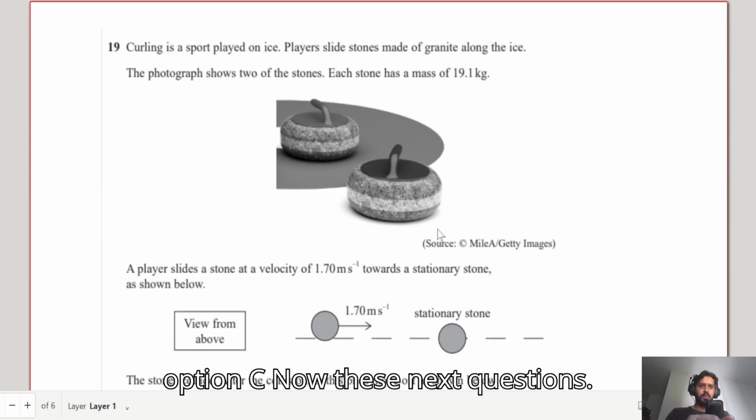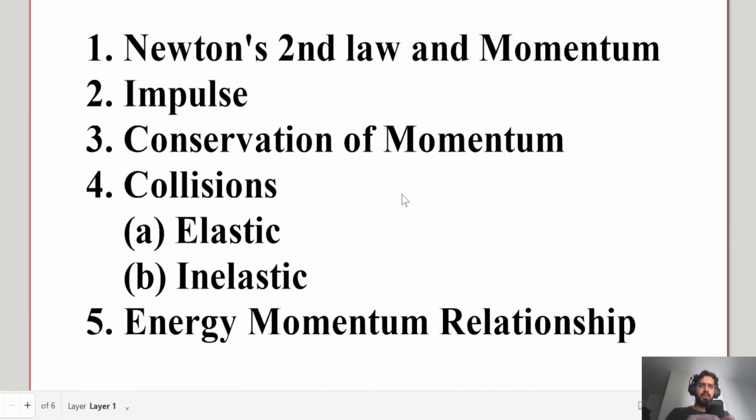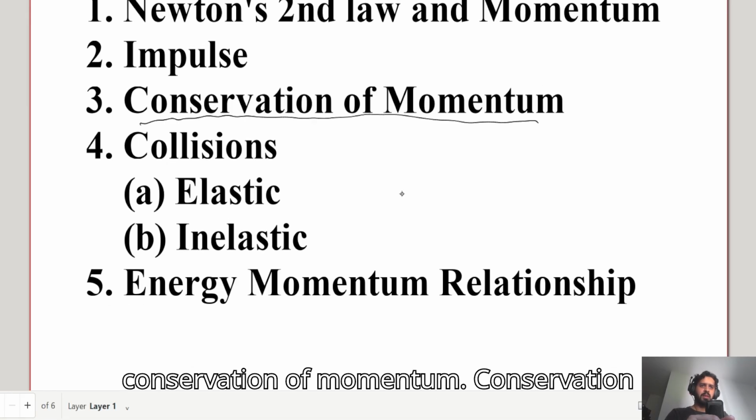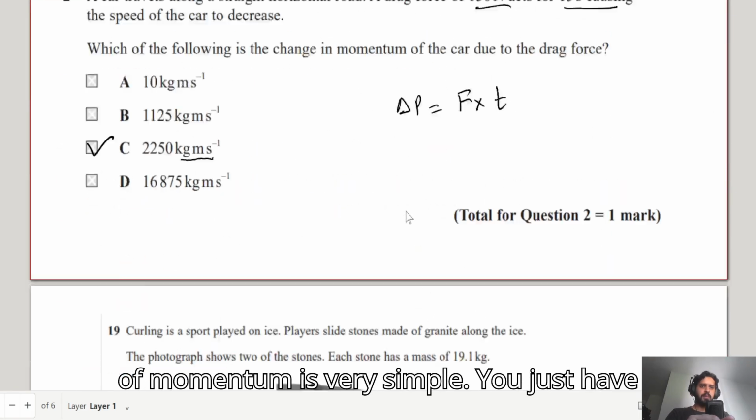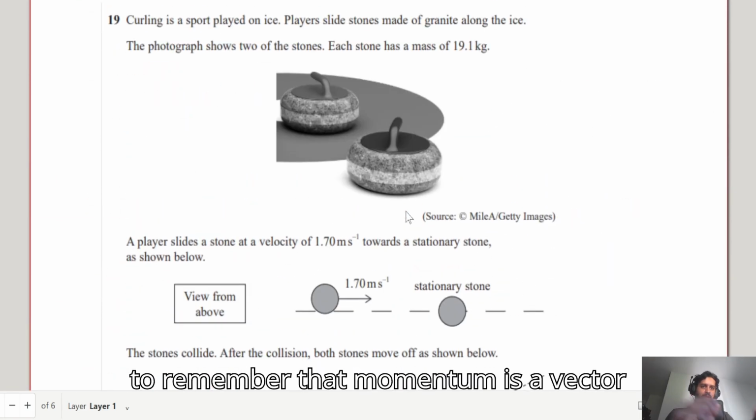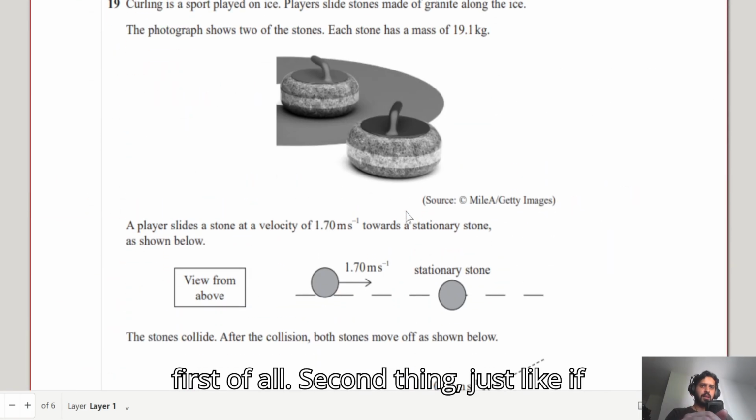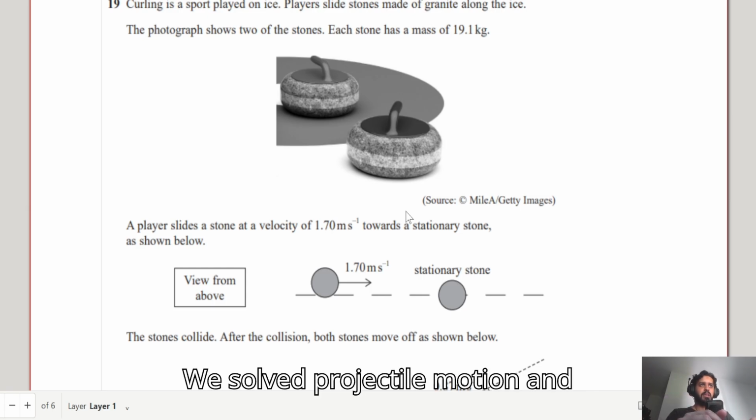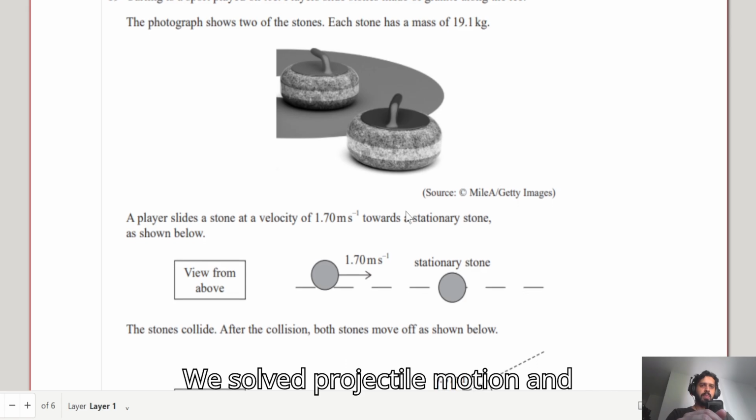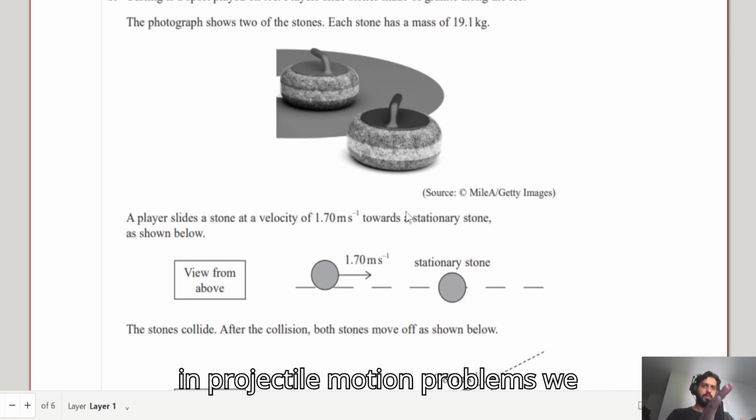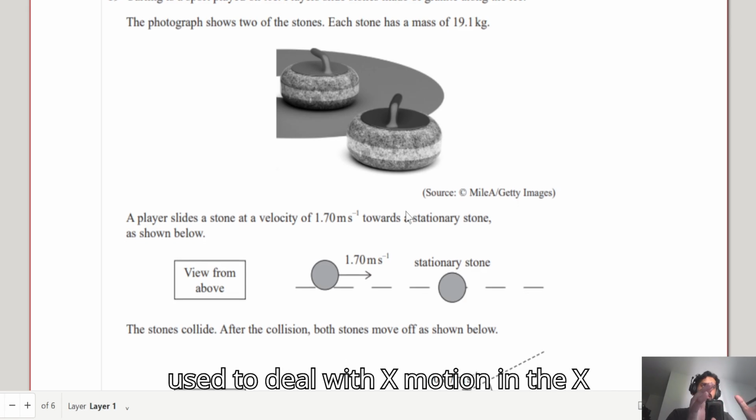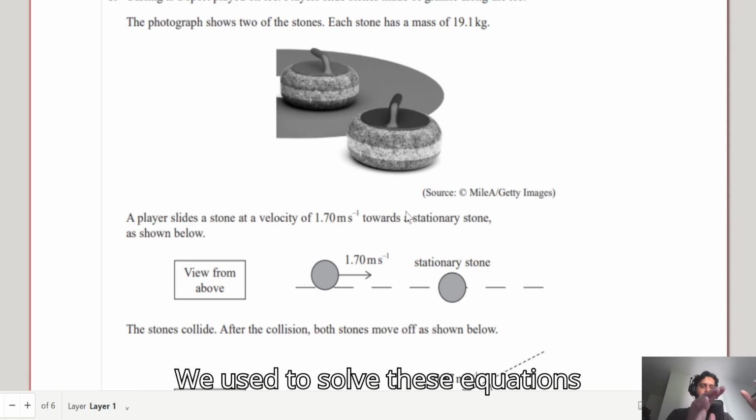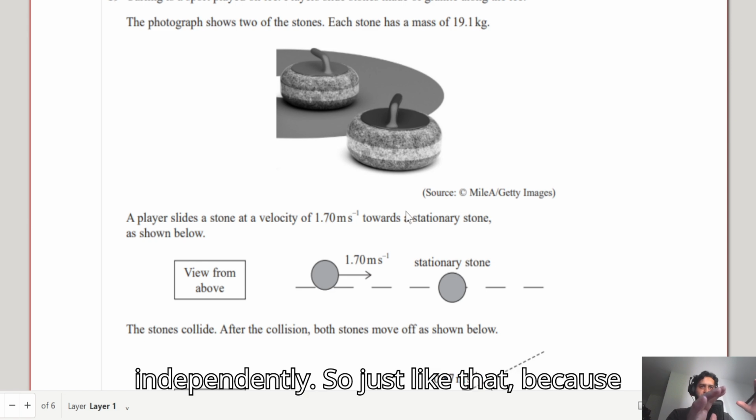Now these next questions, we are starting this topic, conservation of momentum. Conservation of momentum is very simple. You just have to remember that momentum is a vector, first of all. Second thing, just like if you remember our last playlist, we solved projectile motion. And in projectile motion problems, we used to deal with motion in the x direction and motion in the y direction. We used to solve these equations independently.